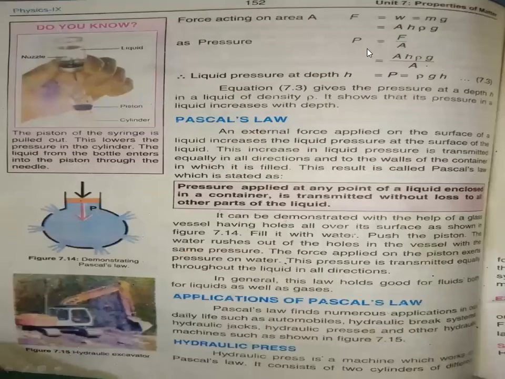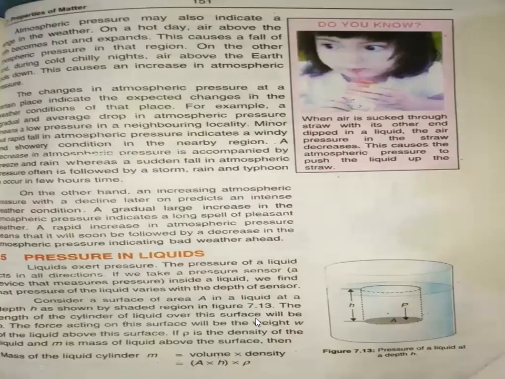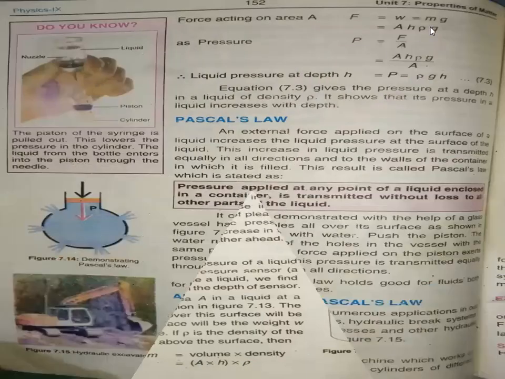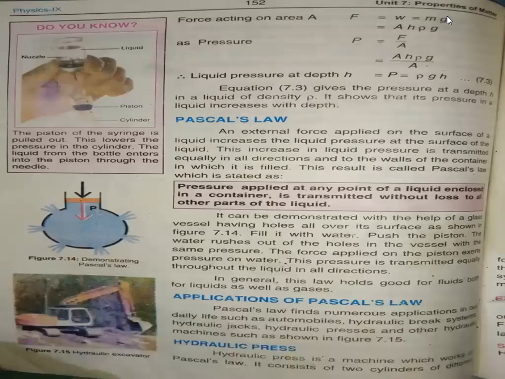I use this formula, as I know F is equal to W and W is equal to m times g. I just substitute the value of m, which I just found in this equation: m is equal to AH rho. So I put this m over here, and g will be as it is.